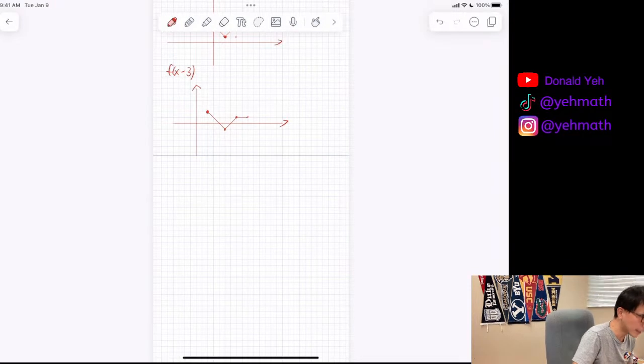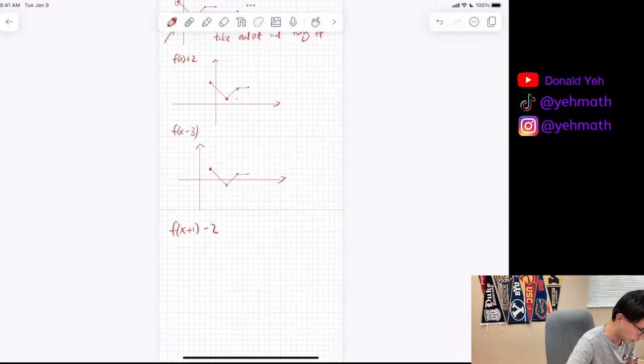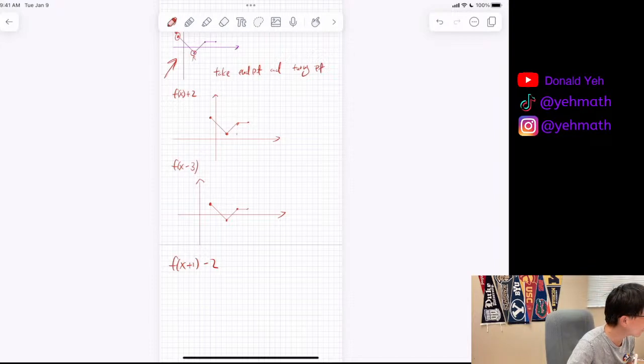Okay, so can I graph, let's just say, a combination of both? So let's just say f of x plus 1 minus 2. So understand what did the graph do? The graph is going which direction, how many units, and going which direction, how many units. Is it x plus 1? Yep.